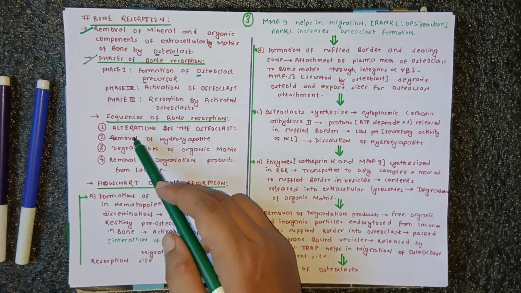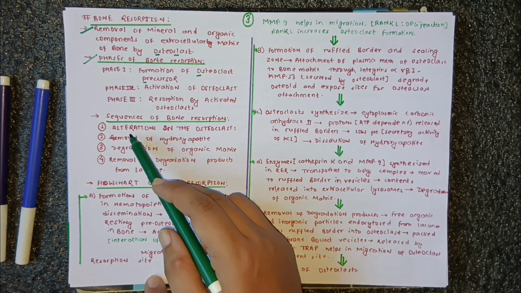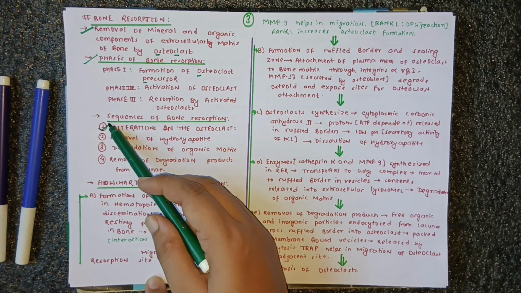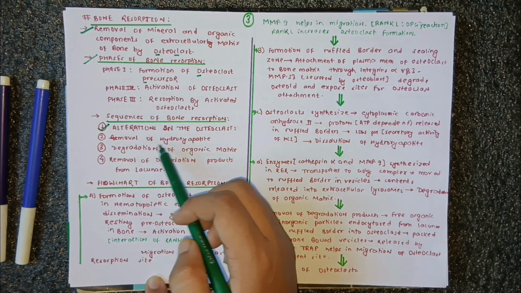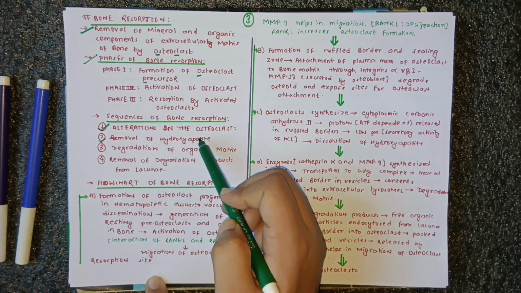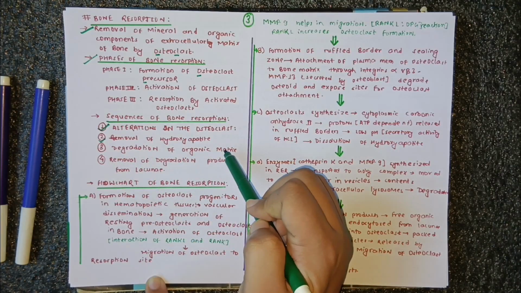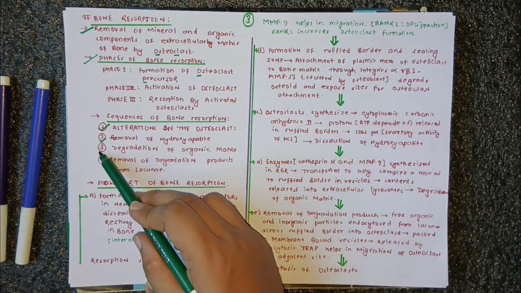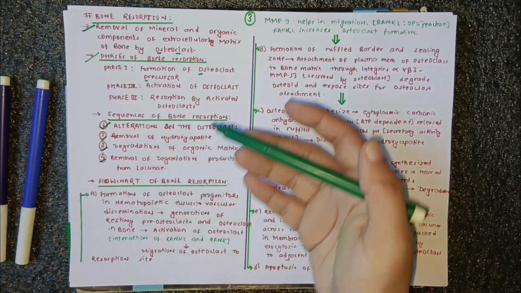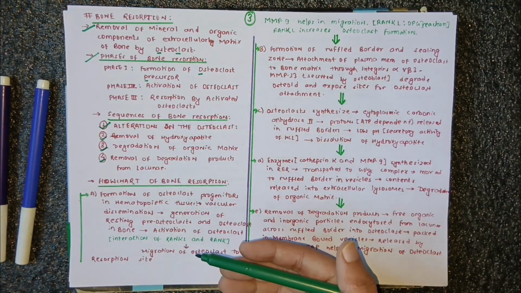In the first step, there is alteration in the osteoclast. Second, there is a removal of the hydroxyapatite. Third is a degradation of the organic matrix, and fourth is a removal of the degradation product from the lacunae. So we have four different steps of bone resorption.